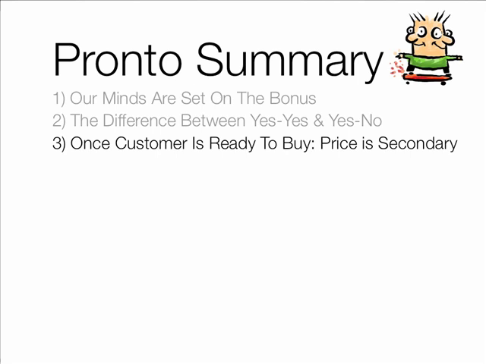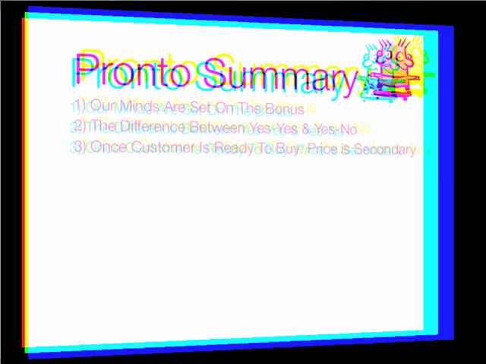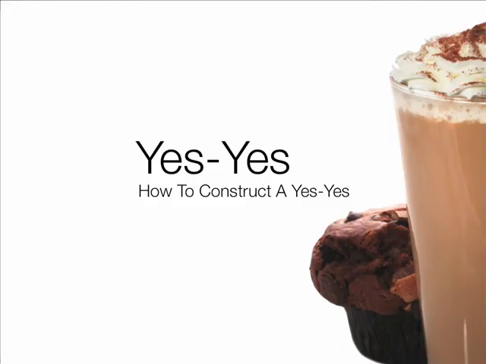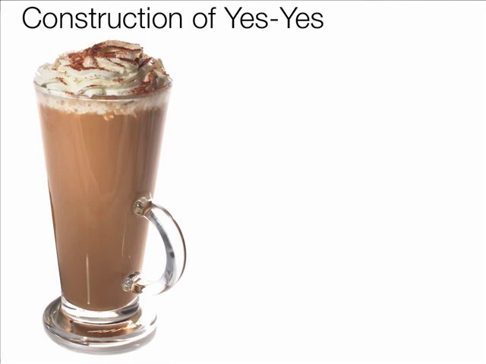And once the customer is ready to buy, they want to buy a premium option. So price becomes secondary. And yet we don't use this concept of price and premiums and yes and yes. So that takes us to the second section, which is how to construct a yes and yes. We're going to look at how to construct it so that we get it right. Now, the construction of yes and yes works on a very simple concept.